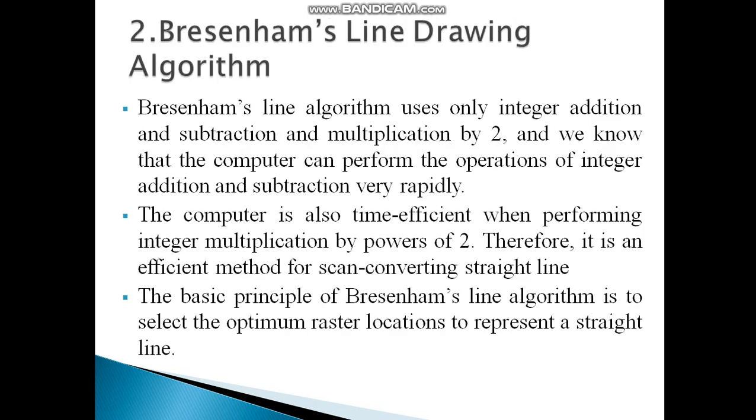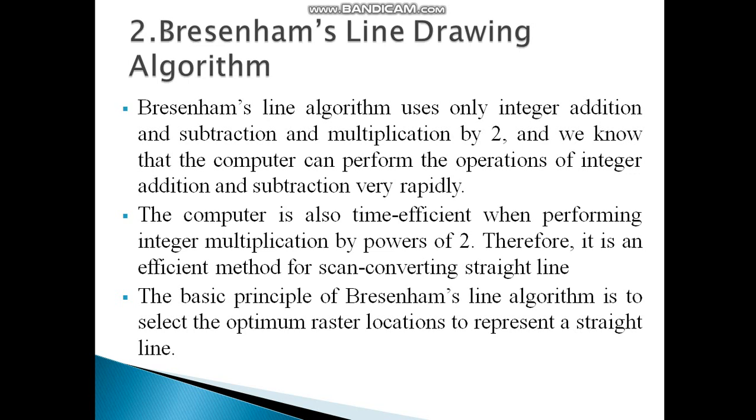Okay, so the second algorithm is Bresenham's line drawing algorithm. It is a more efficient method than the DDA. Why do we call it an efficient method? Because it involves only integer addition and multiplication, and these operations can be performed very rapidly. So the line can be generated very quickly.